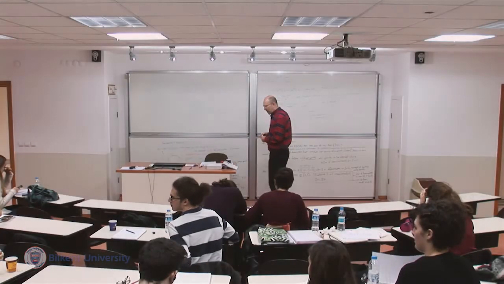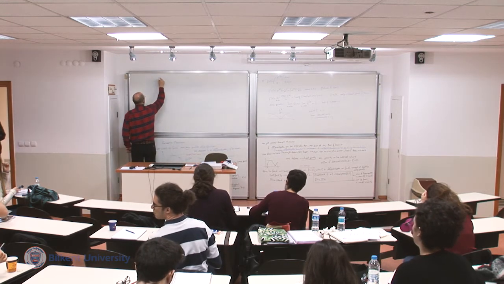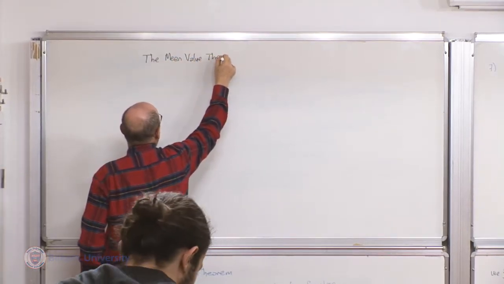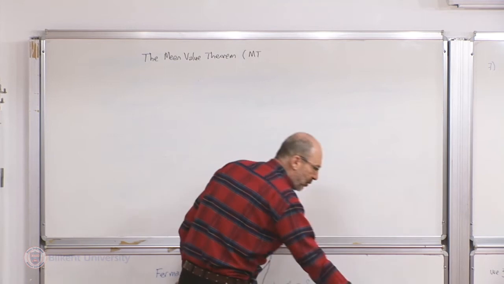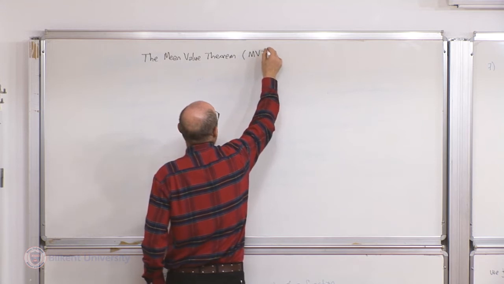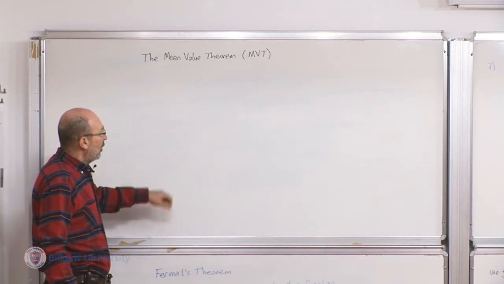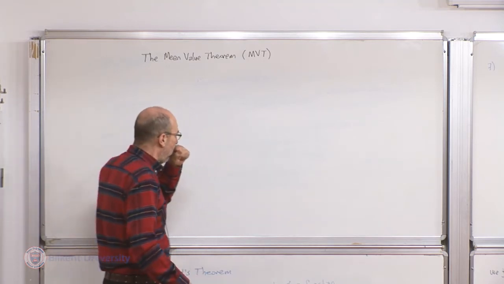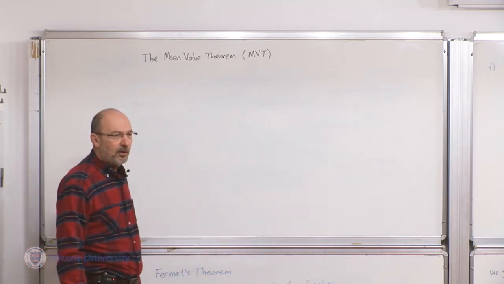Okay, so now we start the section on the mean value theorem. So the topic is the mean value theorem. Most of the time we will denote this by MVT. We will use the mean value theorem very often, so we need a shortcut for this. The mean value theorem depends on a very simple theorem.